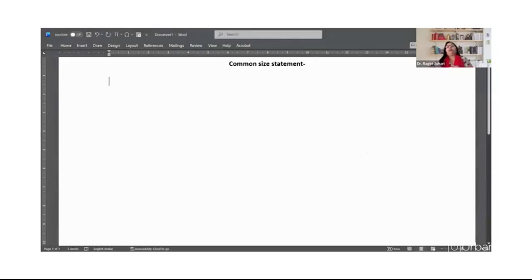So students, prior to this, for the purpose of analysis and interpretation of financial statements, we have done another topic, that is comparative statement. Today we are doing the common size statement. Let us start understanding how this is to be done. And for this, yes, we can take a question again.